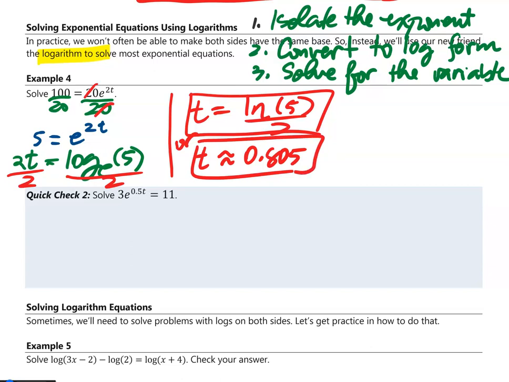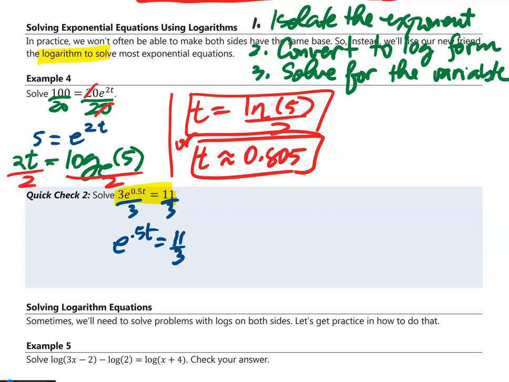Okay. All right, let's have a quick check. Solve 3 times e to the power of 0.5t equals 11. So step number 1, isolate the exponent. So we have to divide first by 3. So e to the power of 0.5t is equal to 11/3.